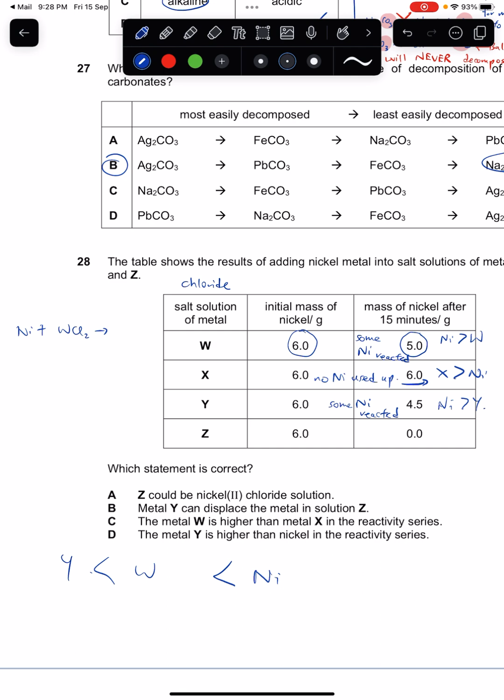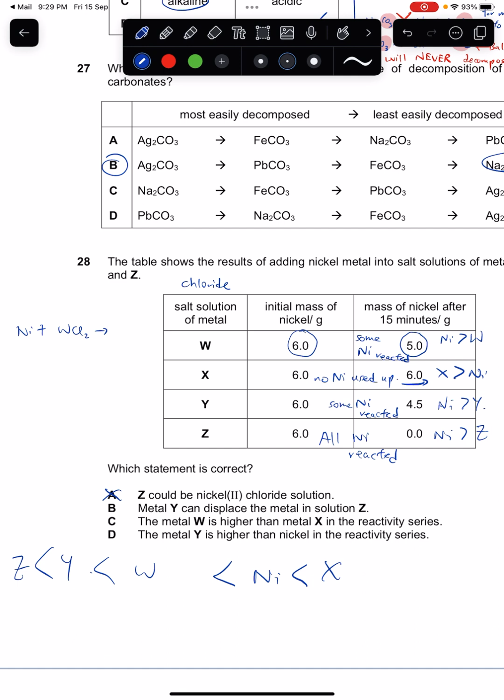And last one, Z, starts with 6 gram, ends with 0. So all nickel reacted. That means this Z metal is very lousy, very not reactive. It's very low in reactivity. So Z is the least reactive, so it can easily get displaced. Followed by Y, followed by W, followed by nickel, and followed by X. Nickel cannot kick out X. So Z could be nickel? Wrong. How can nickel kick out nickel from nickel solution, right?